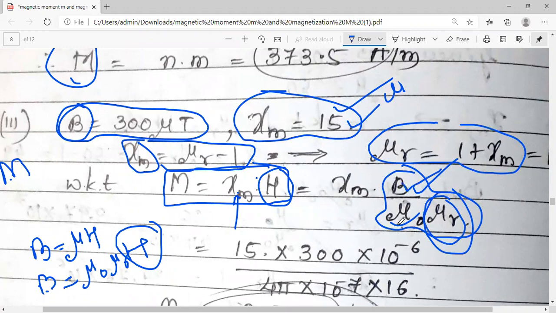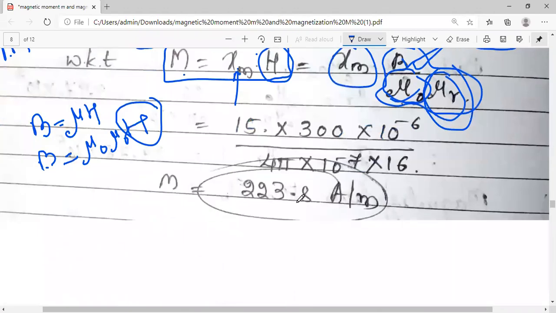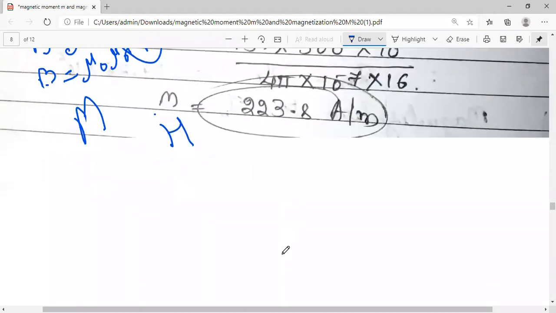B is already given in the question. Mu naught you know. And the chi m is also given to you. So magnetization you can find. M is analogous to H. H is equal to, in amperes per meter. So in 3 different cases, you have calculated capital M. This is a question paper problem. Hope you got this. Remember the formula. You have to use the formula situationally, depending on which data is given and what is unknown.